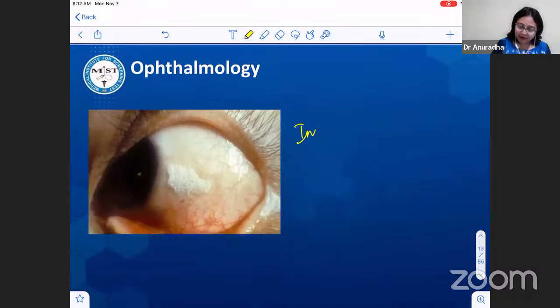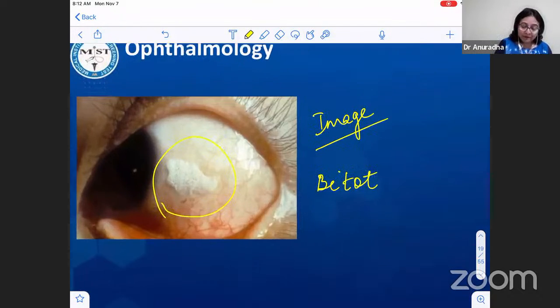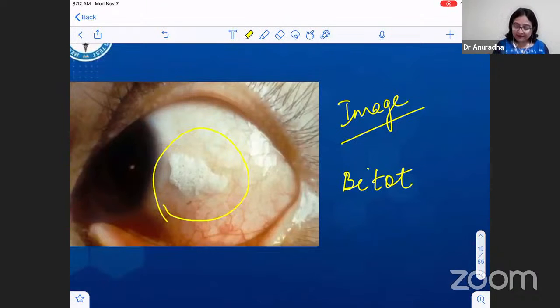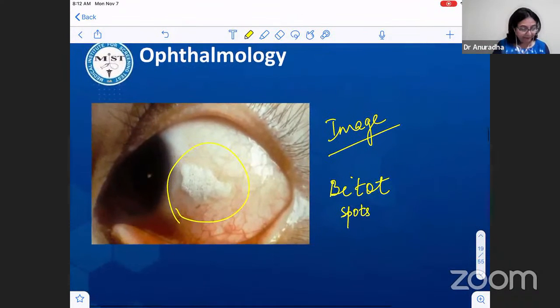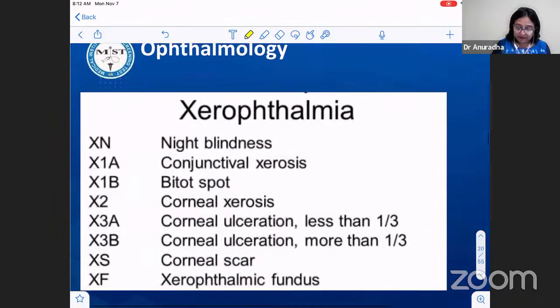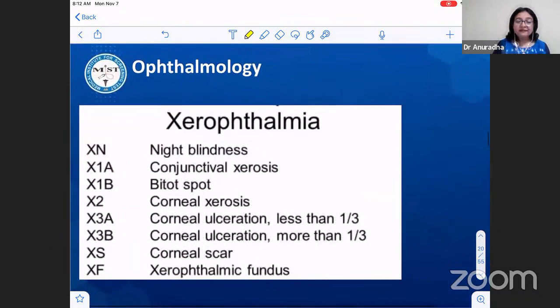And then you can get an image question about the Bitot's spot, beta. The whitish foamy appearance is only seen in the Bitot's spots. Mostly they are present on the outer temporal aspect of the eye. And this is the WHO grading classification of vitamin A deficiency, which is called xerophthalmia. The signs and symptoms seen in vitamin A deficiency fall under the heading of xerophthalmia.